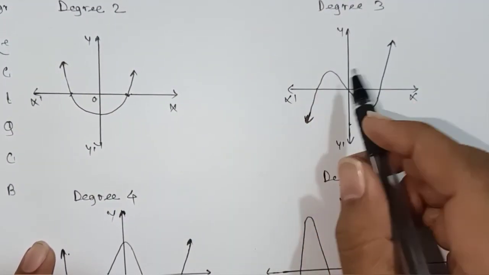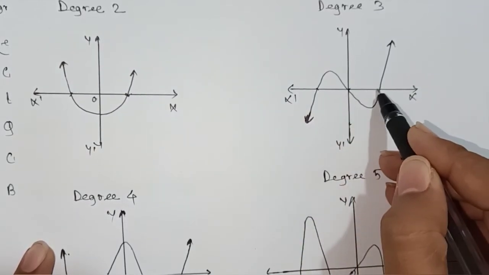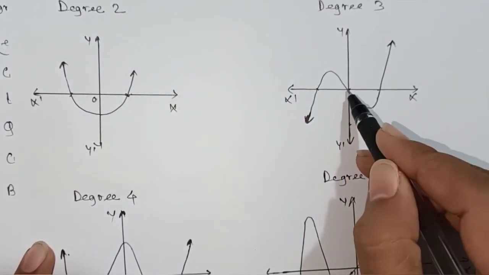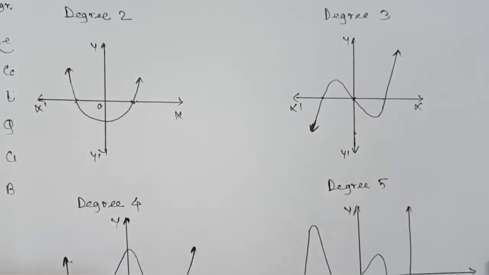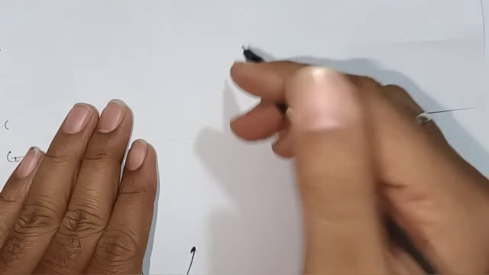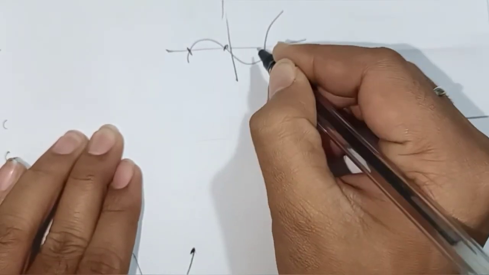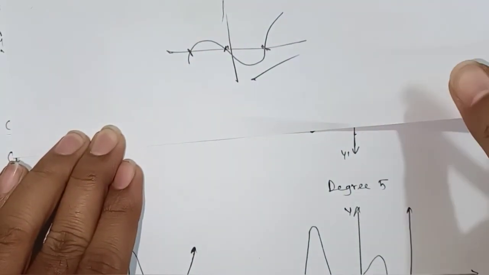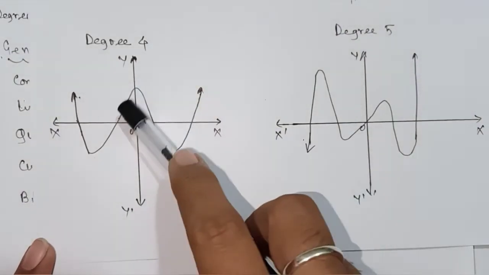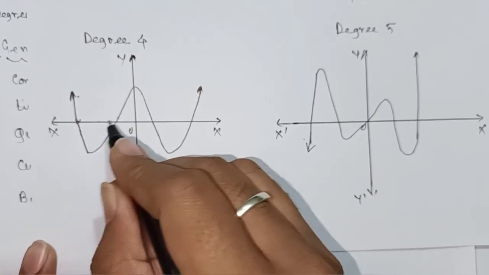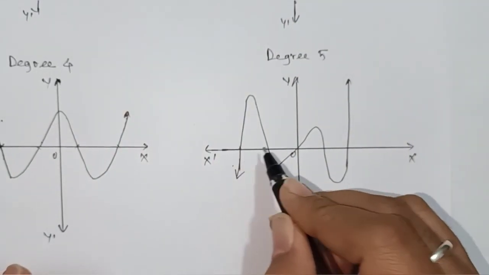If we see here, degree 3, it will cut the x-axis 3 times, 1, 2, 3. It's not compulsory that it should cut at the origin only. You can go anywhere. If I take the example like this, I can go like this also. How many? 1, 2 and 3. Yes, it is a cubic polynomial. Okay, so for degree 4, this is your biquadratic. How many times does it cut? 1, 2, 3, 4. And for degree 5, yes, 5 times.